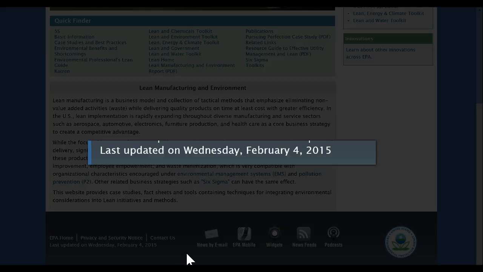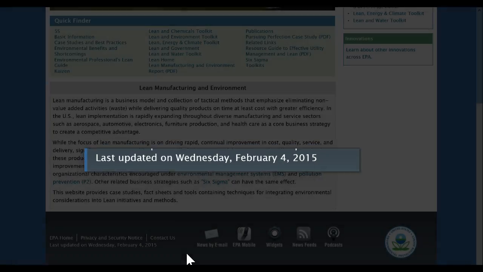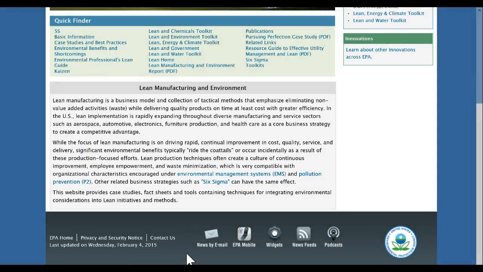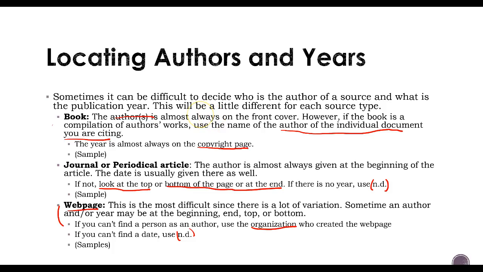Last updated Wednesday, February 4th, 2015. This we could use. We could say that's the year. So I would say February 4th, 2015 is the year that this was written, since it was last updated then. However, if you see another website that says copyright at the bottom, you can't use the copyright dates, but you can use last updated dates. Or maybe it'll give the date at the top. So those are the ways of locating your authors and years. And that's also a little bit on how to integrate your in-text citations. So hopefully you feel pretty comfortable in finding your authors and years, as well as integrating your in-text citations.